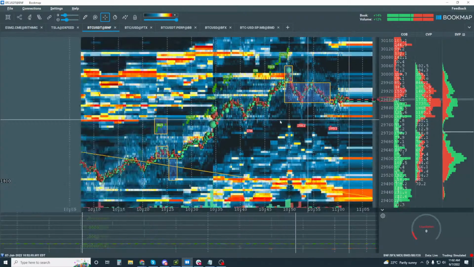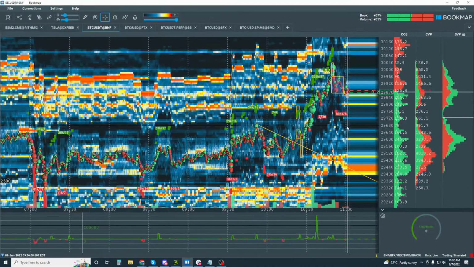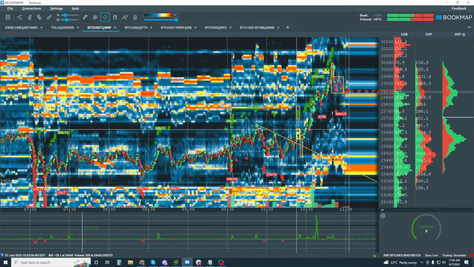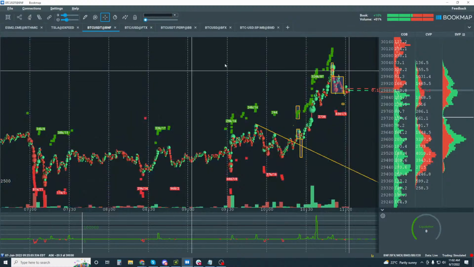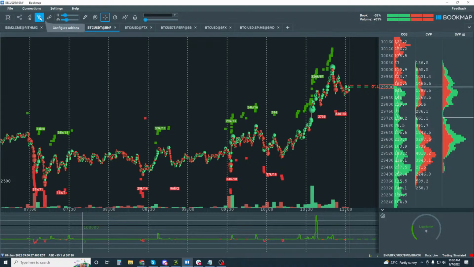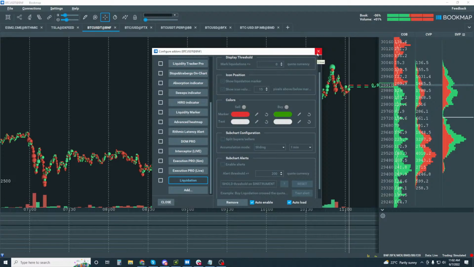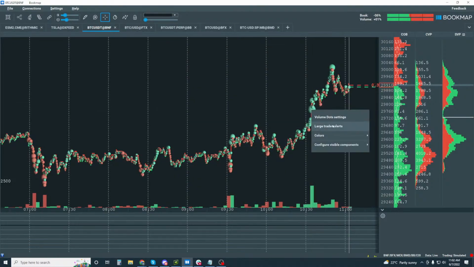All right, so anyway, any questions on market structure and what I mean by market structure? I don't know if that's been quite clear. I haven't maybe defined it too well. What I mean by market structure is if we take a lot of these elements off the chart right now, let's clear our drawings, and then we'll take off the liquidations as well. Okay, and we'll take off also the volume dots.